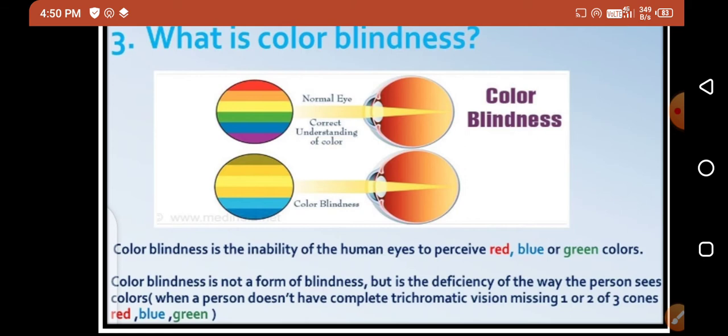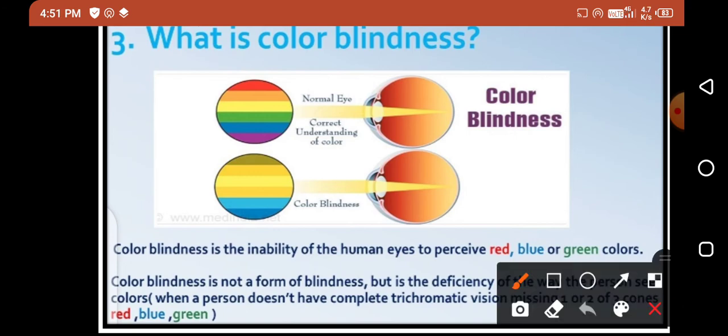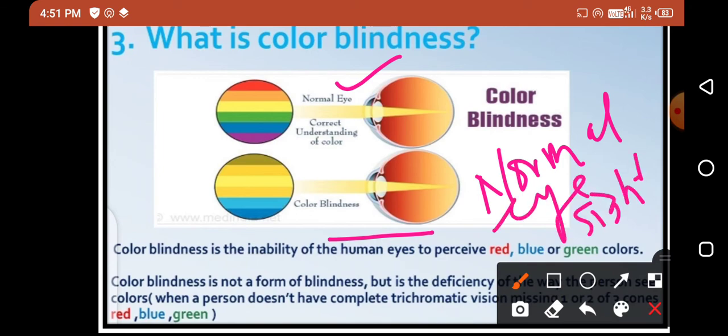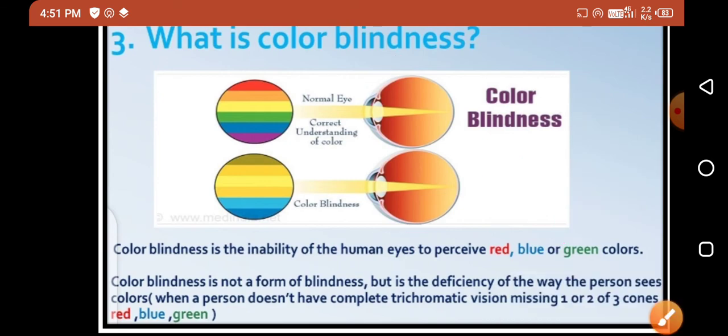Apart from not being able to distinguish between the different colors, their eyesight is normal. That means the persons who are suffering from color blindness have normal eyesight. See here, this is the normal eyesight. Color blind persons also have normal eyesight, but they can't distinguish the different colors. So these people are known as color blind people.